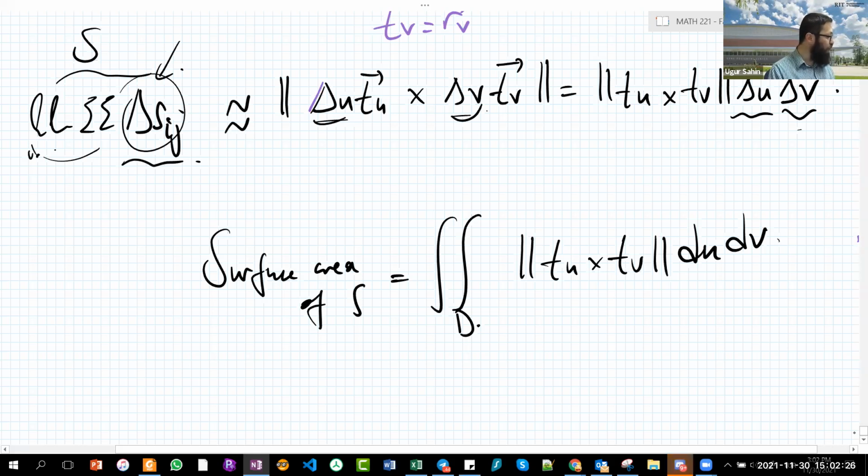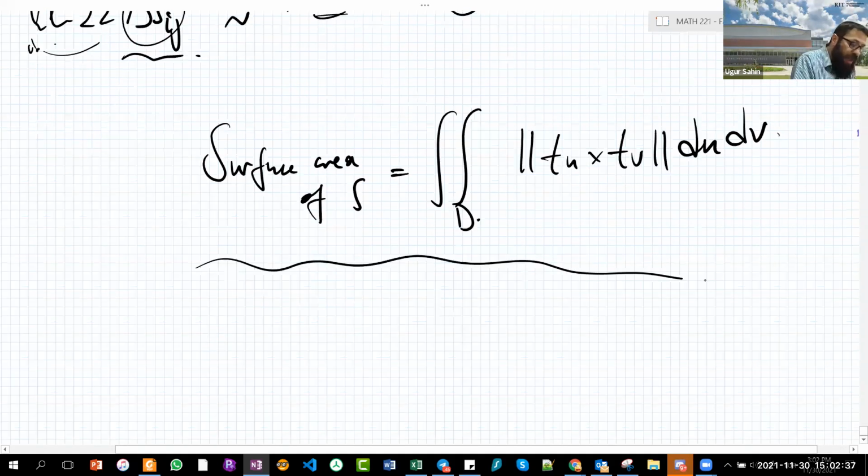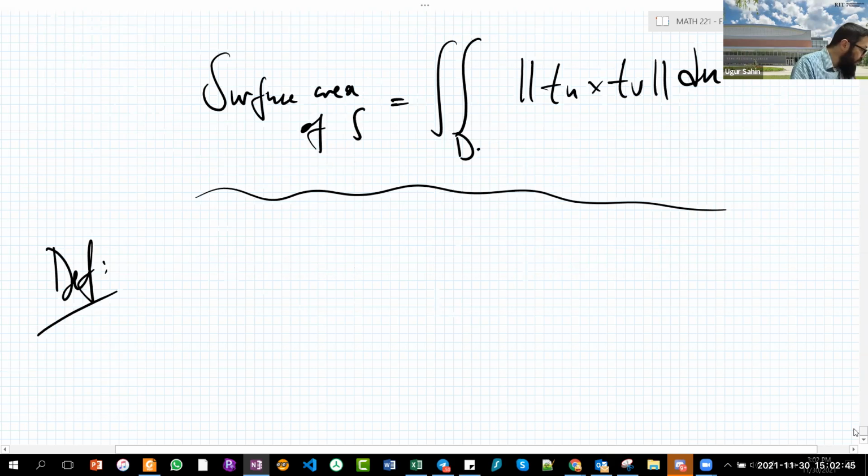That is how I'm going to calculate the surface area. Let me give you the official definition now. This is how I derive the surface area formula. But of course, I need to give a definition for the surface area after this discussion. Then we are going to go ahead and solve some examples, some problems.